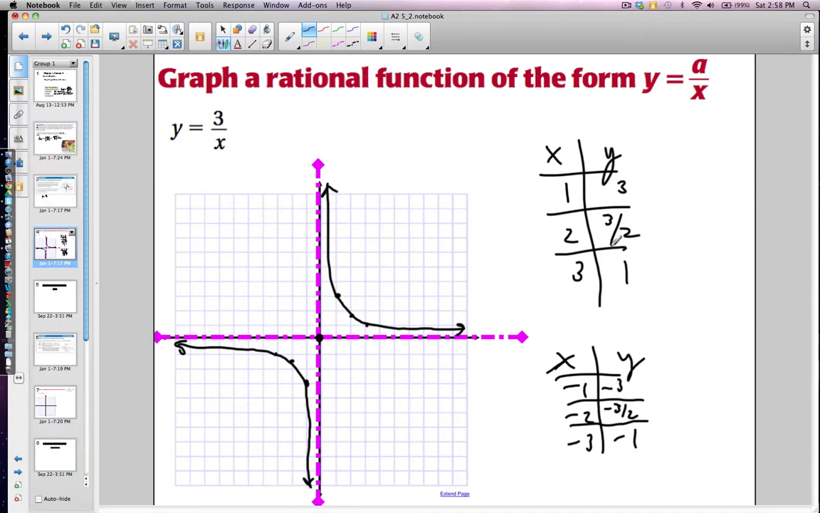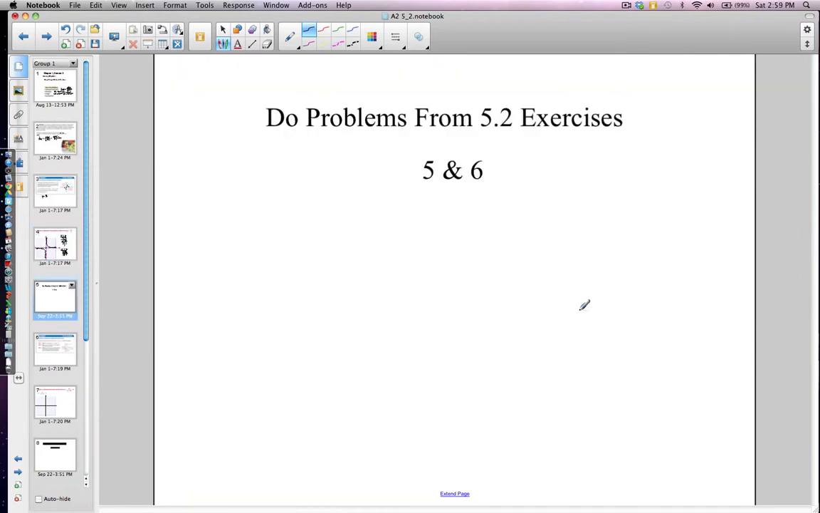So it doesn't matter whether you use 2 input-output tables or whether you use symmetry. Symmetry is just a chance for you to sort of do it all a little bit faster. It's sort of a shortcut. Okay, so go ahead and practice graphing in the parent form. It's a very simple form. Do problems 5 and 6, and then come on back and we'll work with the fully fleshed out form of simple rational functions.